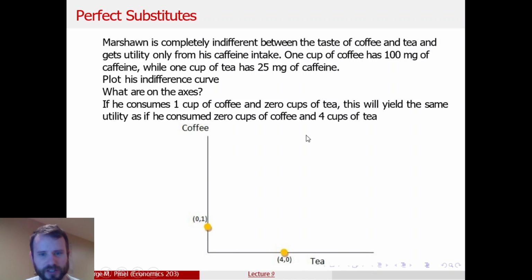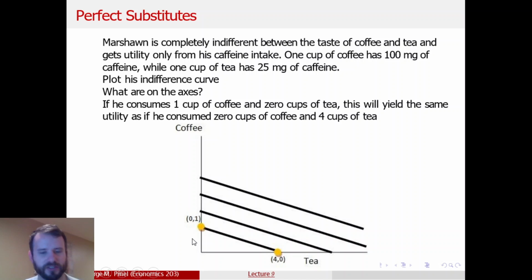1 cup of coffee is equal to 4 cups of tea, so 1 cup of coffee and 4 cups of tea should be on the same indifference curve. These 2 points should be on the same indifference curve because they are different ways of consuming caffeine that will get him 100 milligrams. So we're going to connect these with straight lines. The reason is if you took half a cup of coffee and 2 cups of tea, he would also get 100 milligrams of caffeine, and he'd be equally well off.